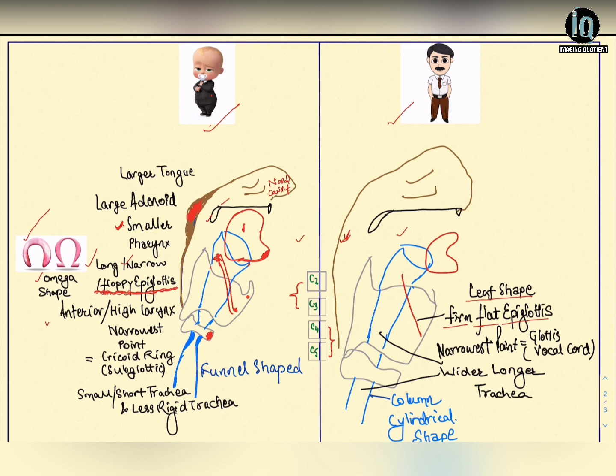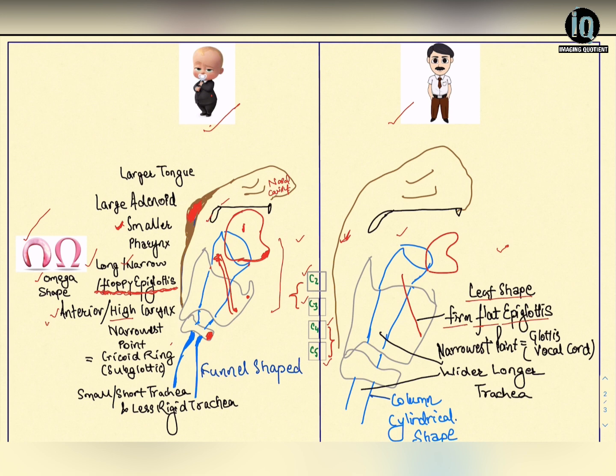Then the larynx is anterior and high as compared to the adult airway, in which the larynx is more caudally placed. So the glottis in the pediatric airway corresponds to C2 and C3 cervical vertebra. However, in the adult airway, it corresponds to the C4 and C5 vertebra.